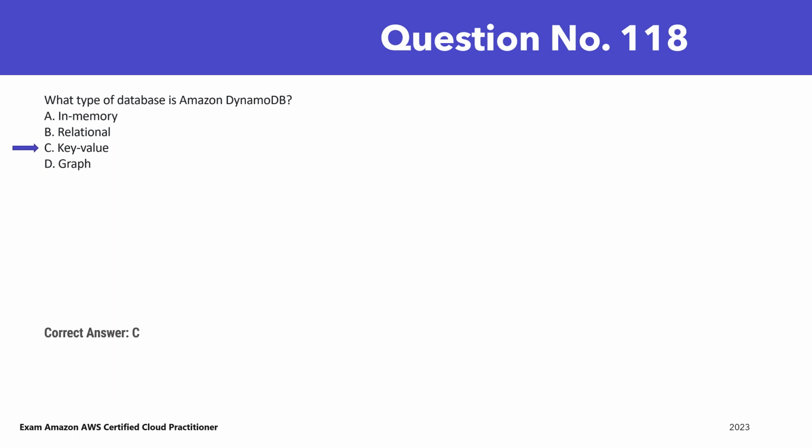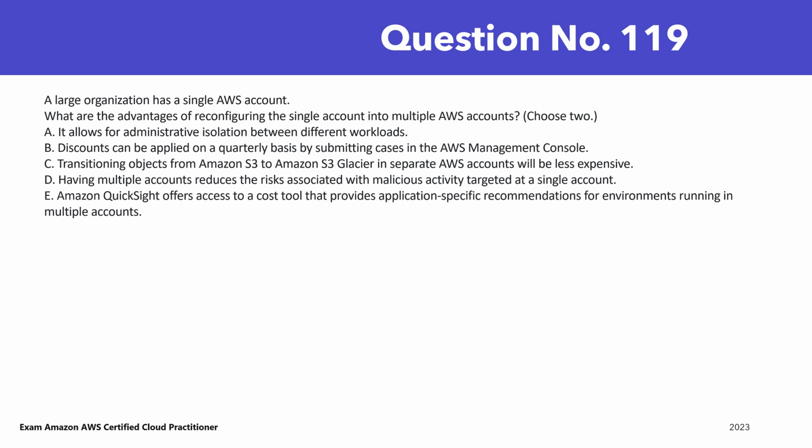A large organization has a single AWS account. What are the advantages of reconfiguring the single account into multiple AWS accounts? Choose 2. A. It allows for administrative isolation between different workloads. B. Discounts can be applied on a quarterly basis by submitting cases in the AWS Management Console.